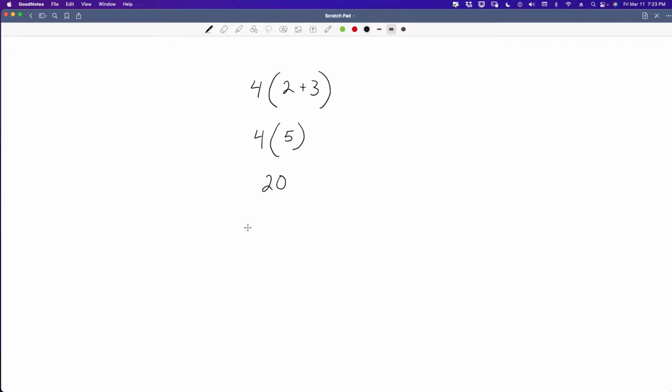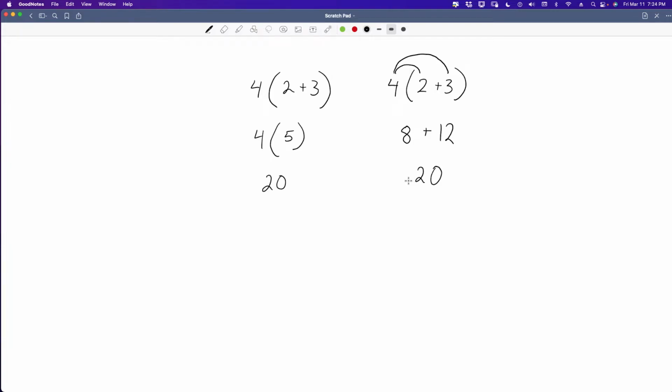We can get to that same number and prove the distributive property true by multiplying each of those numbers individually and then adding. So if I were to do this again and say 4 times 2 plus 3, I'm going to create a little rainbow, and I'm going to say 4 times 2 is 8. Bring down my operation, and then do my multiplication again. 4 times 3 is 12. When I add 8 and 12 together, I get the same answer. So 20 equals 20.